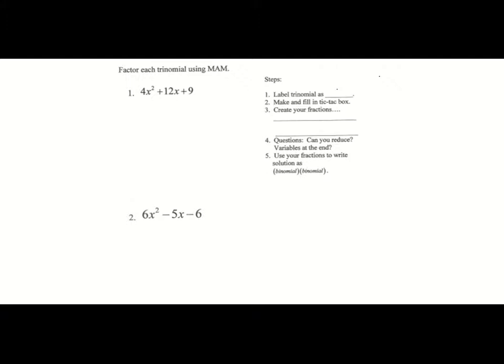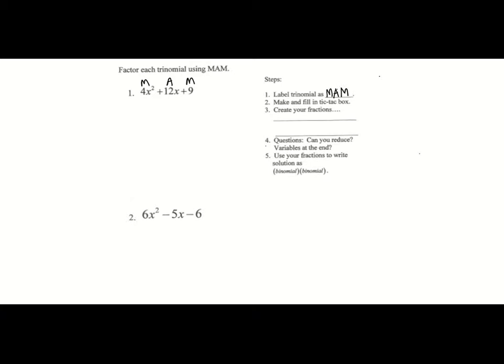So MAM stands for multiply, add, and multiply. So the first thing we're going to label is multiply, add, multiply. These are always going to be the same. And that is our first step. Label the trinomial as MAM.